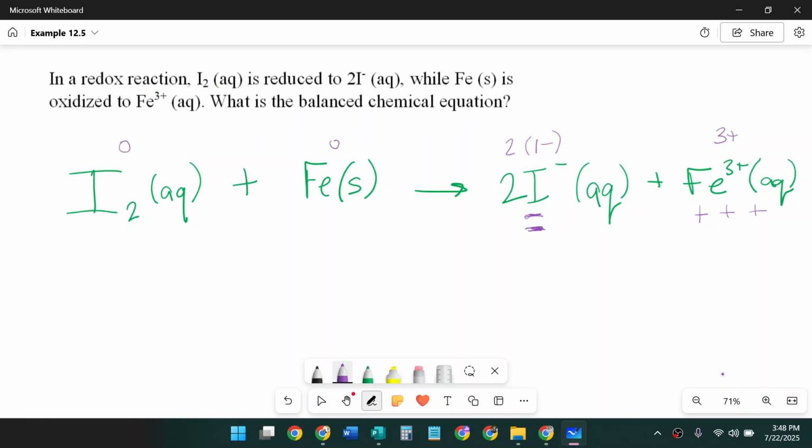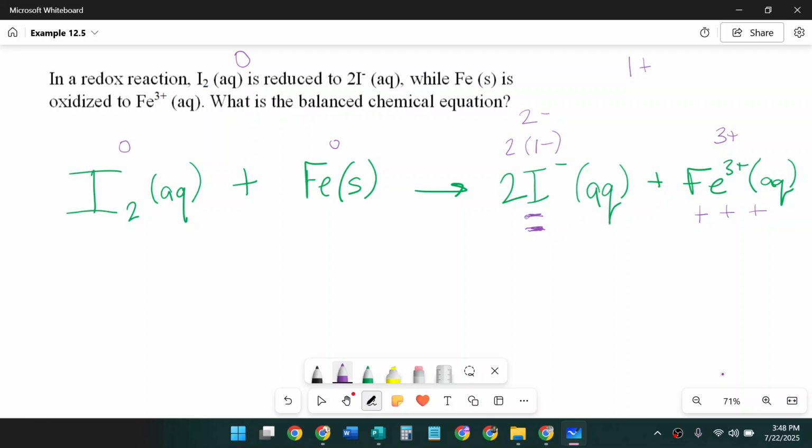So overall this side is a 0, and overall this side is 2 times -1, so that's -2 overall, and +3, so this side has a 1+ charge. And so my charges aren't balanced. I need to fix that. So let's see what's happening here.